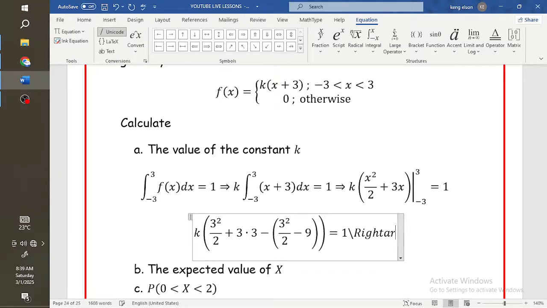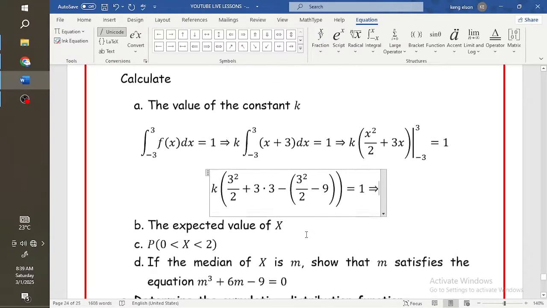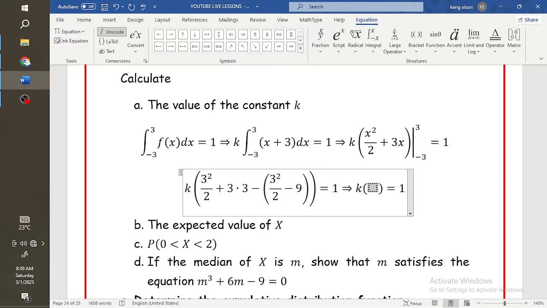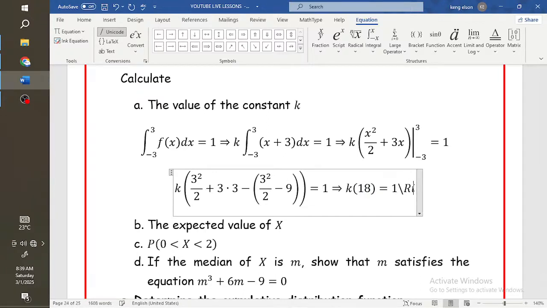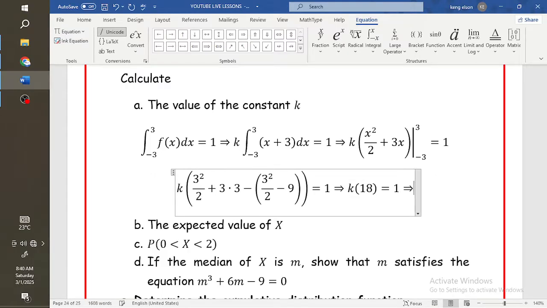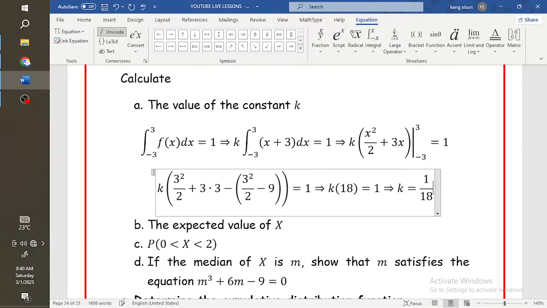So at the end of the day, what do we have? Let us simplify. We have k into 3 squared on 2 minus 3 squared on 2, which is 0. Then 9 minus negative 9 is 9 plus 9, which is 18. So what is the value of k? k is equal to 1 divided by 18.